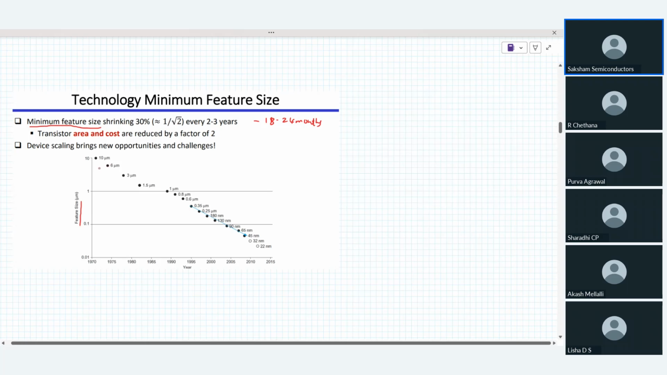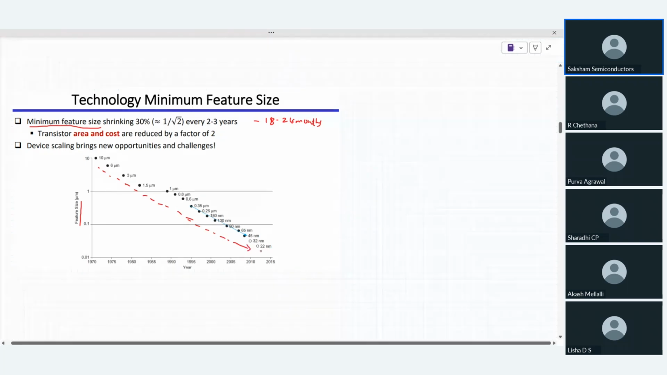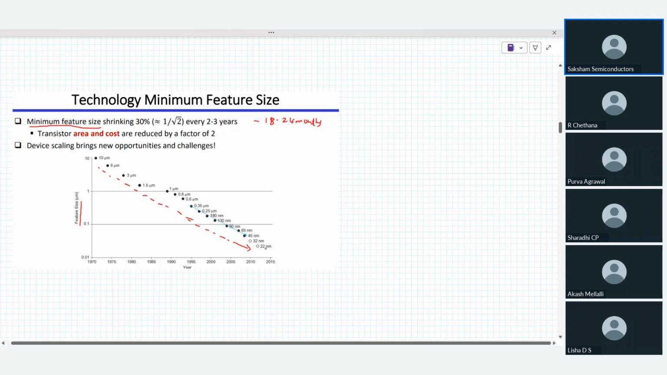Now, if you see down the line, in 1970 the feature size was 10 micrometer. I'll tell you what exactly the feature size is. If you come down and see the technological trend, it has reached the nanometer scale. Now it has reached 22 nanometers. In fact, it has reached 5 nanometer, and even 3 nanometer nodes are being worked upon in many companies.